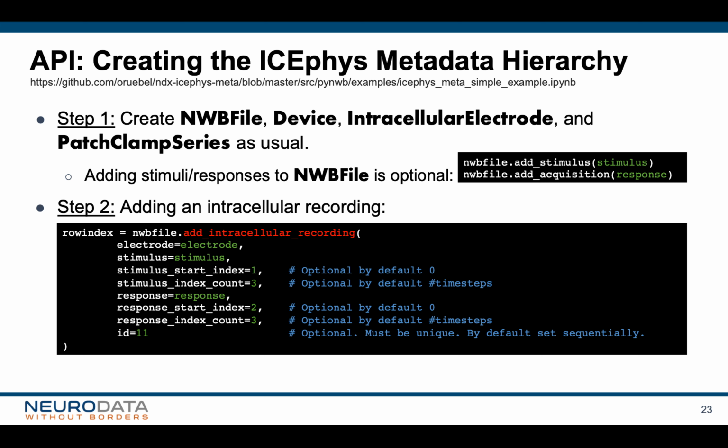The start index and counts we can omit, and if they're omitted, they're automatically set to 0 and the total length of the time series. We can optionally also identify the ID that we want to associate with the intracellular recording. If we do that, then that ID must be unique, and by default they're set sequentially in the table.